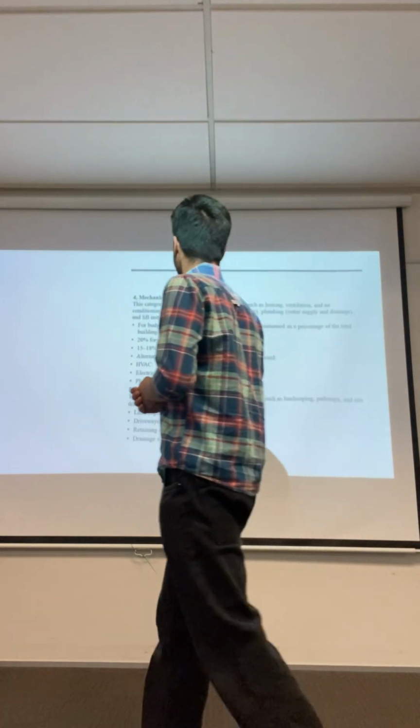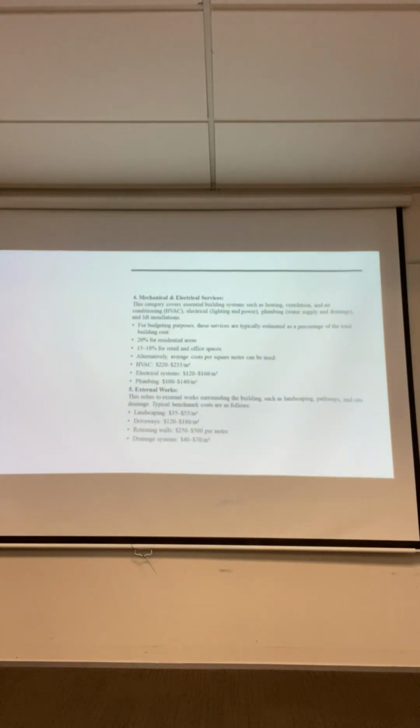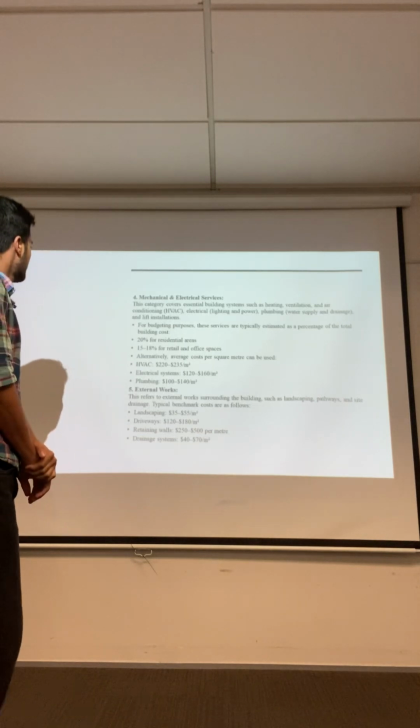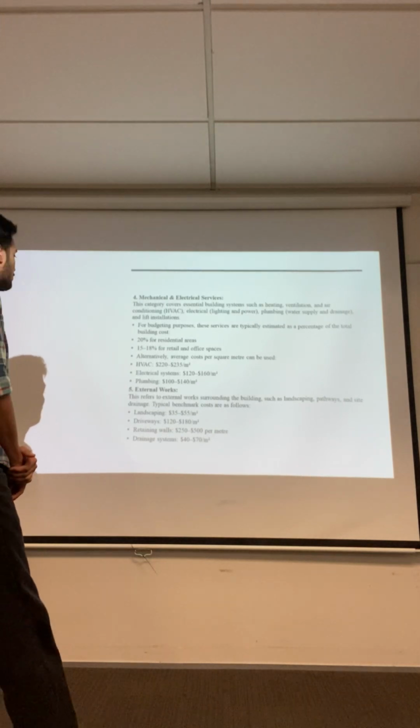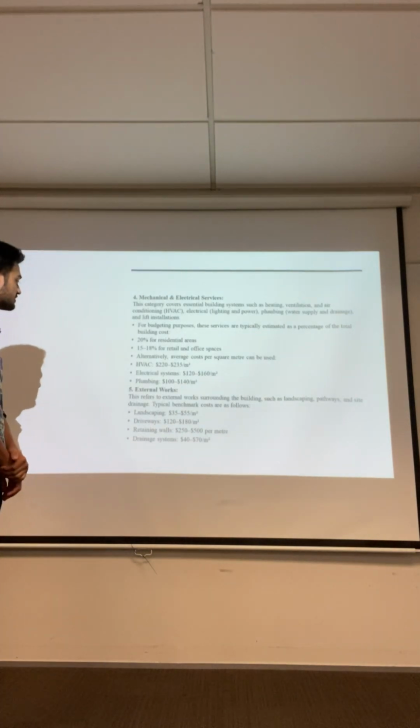The fourth one is mechanical and electrical services. This category covers essential building systems such as heating, ventilation, and air conditioning, electrical, plumbing, and lift installations. For budgeting purposes, these services are typically estimated as a percentage of the total building cost: 20% for residential areas, 15 to 18% for retail and office spaces. Alternatively, an average cost per square meter can be used. HVAC is $220 to $235 per square meter.